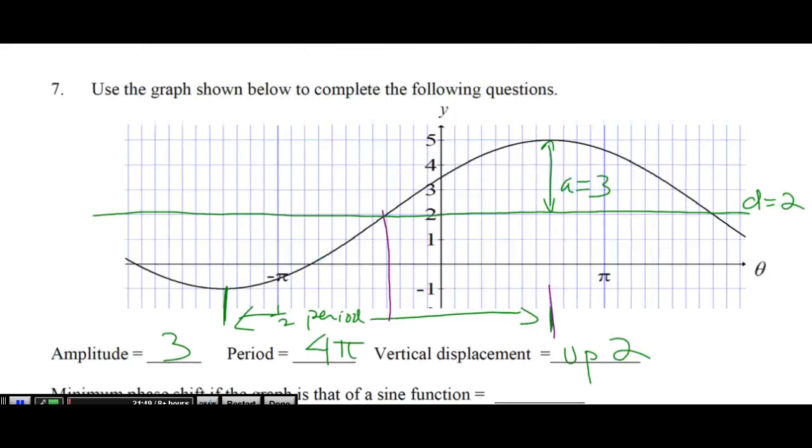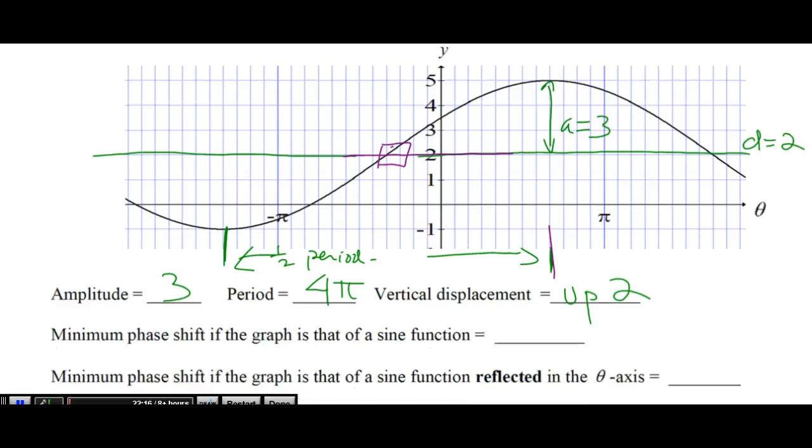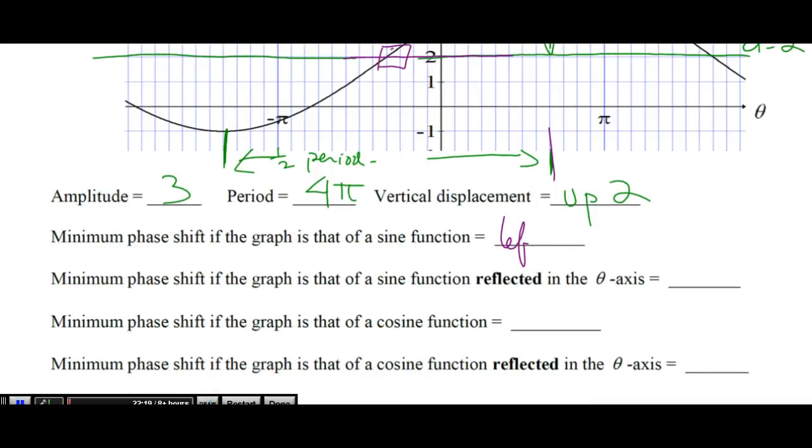Okay, minimum phase shift if the graph is that of a sine function. So where are we on here? If this is going to be the graph of a sine function. Left 5, 5. Over here. So we go to the y-axis, we find the midline, and we say, where is the closest place where we are at the y-axis going up? So that's 1, 2, 3, 4. So what are we going to say? Left pi over 3. Yes. In your head, I want you to say 4 pi over 12, but out loud, I want you to say pi over 3.